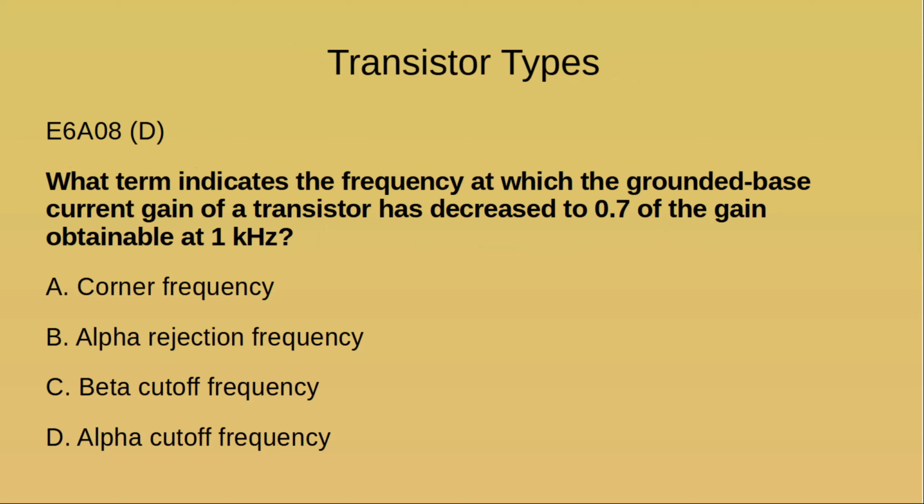What term indicates the frequency at which the grounded base current gain of a transistor has decreased to 0.7 of the gain obtainable at 1 kilohertz? D. Alpha cutoff. So it basically stops having gain. You're losing gain.